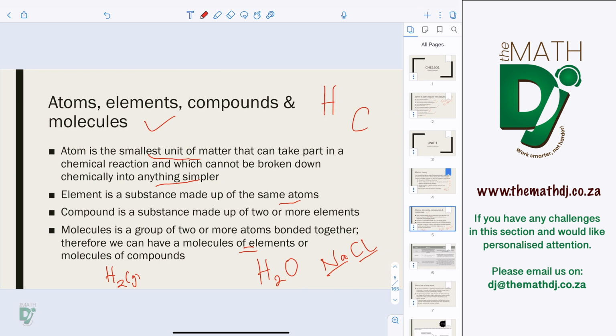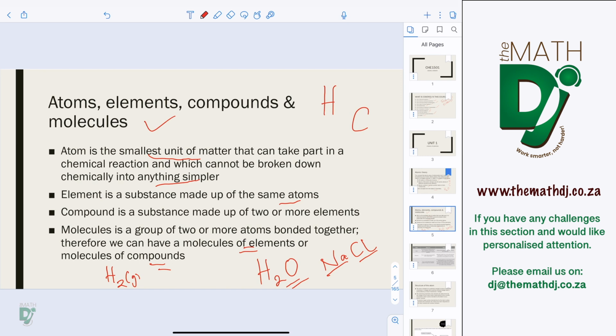Then there can be molecules of compound, like this one, a water molecule. That's what we mean by molecules of element and molecules of compound. A compound is just two different elements joined together to form a molecule. So like water, H2O is a water molecule, and hydrogen gas molecule, or hydrogen liquid, depending on the state of matter, because the temperature determines the state of matter.